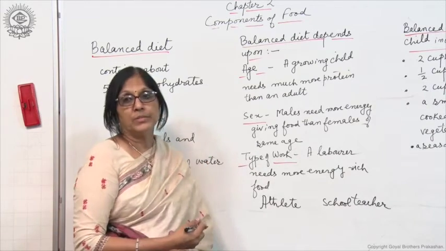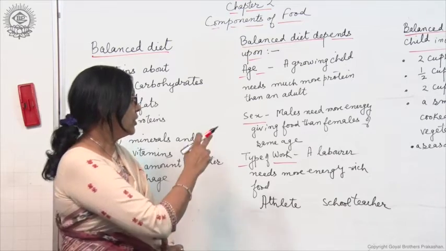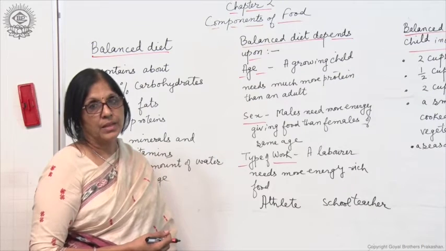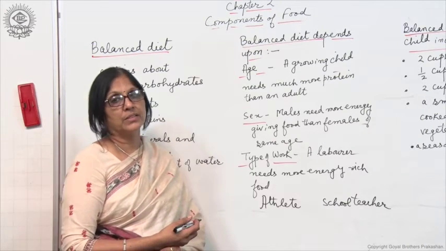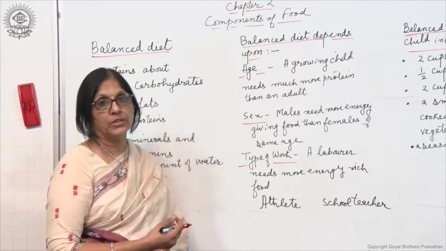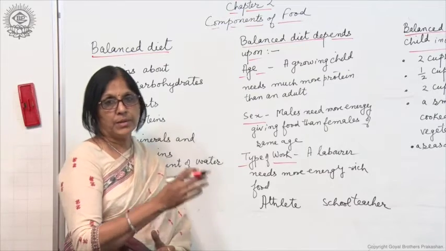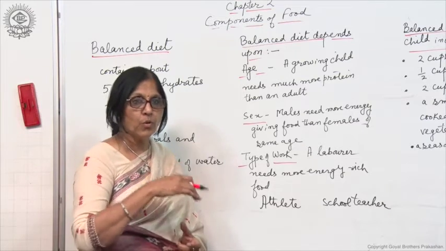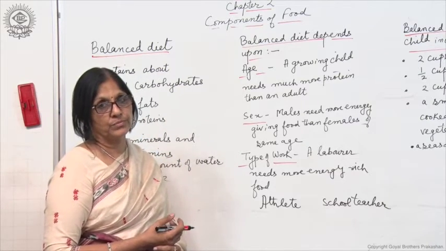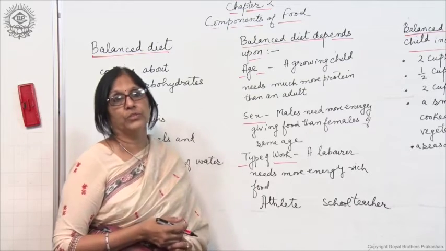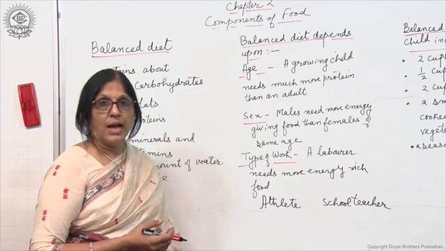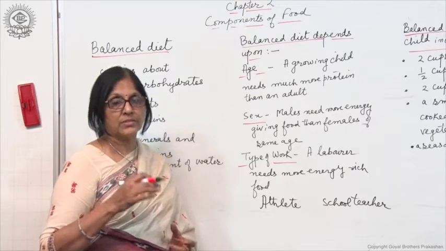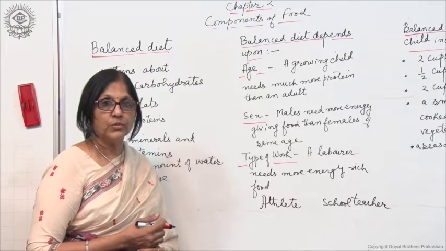Then balanced diet depends upon the sex. Males need more energy than the females of the same age. And the third factor on which the balanced diet depends is the type of work a person is doing. A laborer who is doing the physical work throughout the day needs more of energy giving foods as compared to another person who is sitting in the office on a chair and working on a computer. He is not doing the physical work, so he needs less quantity of energy giving food.